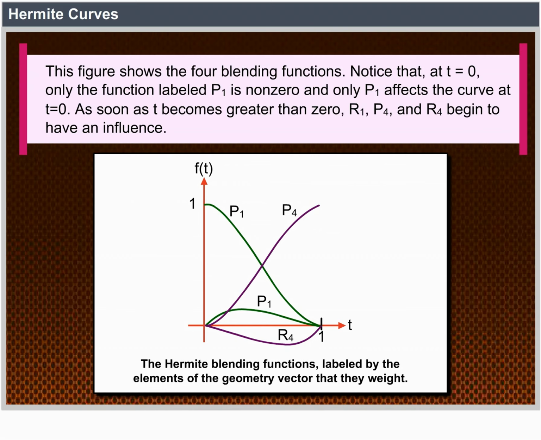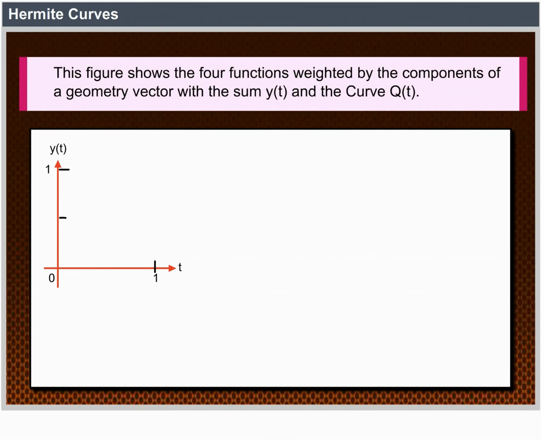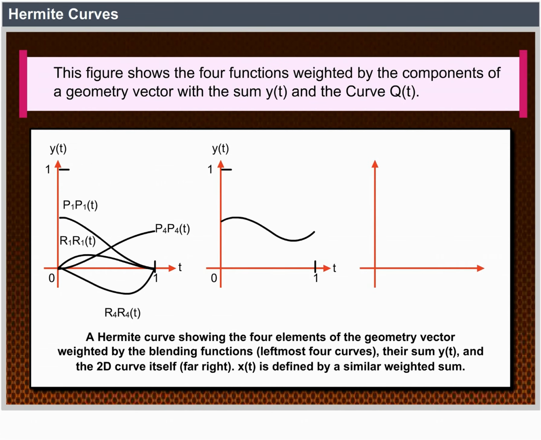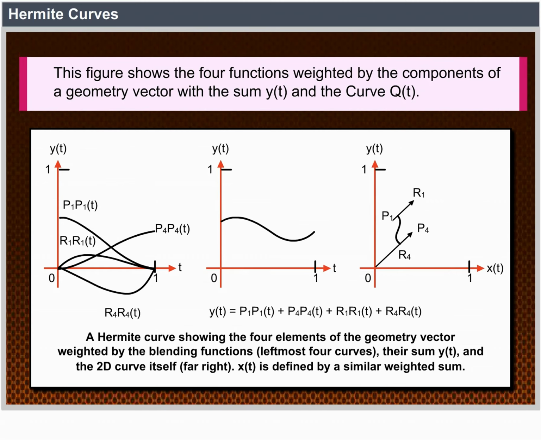The figure shows the Hermite blending functions labeled by the elements of the geometry vector that they weight. This figure shows the four functions weighted by the y components of a geometry vector, their sum y of t, and the curve Q of t. A Hermite curve showing the four elements of the geometry vector weighted by the blending functions, leftmost four curves, their sum y of t, and the 2D curve itself, far right. x of t is defined by a similar weighted sum.